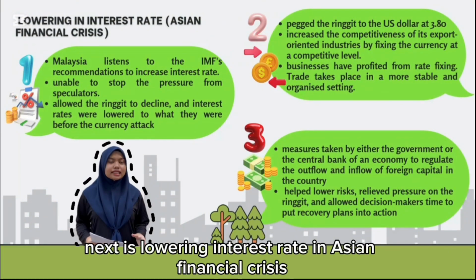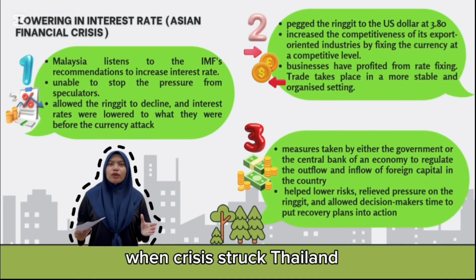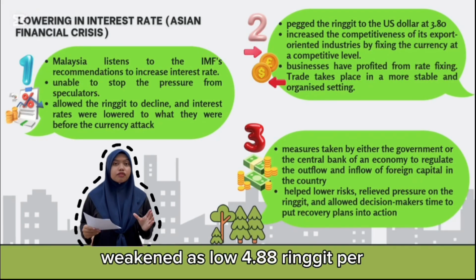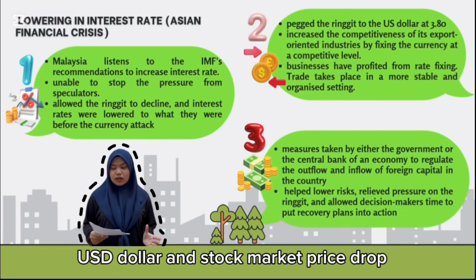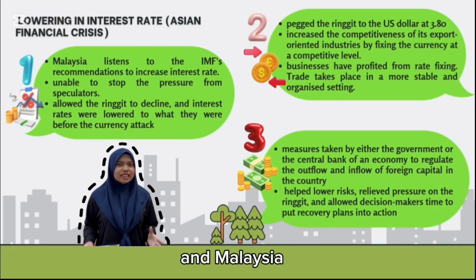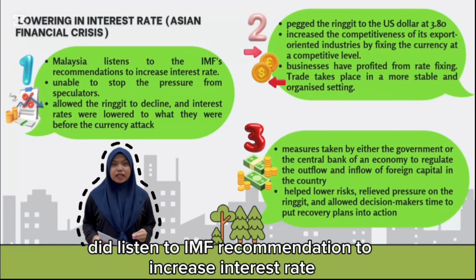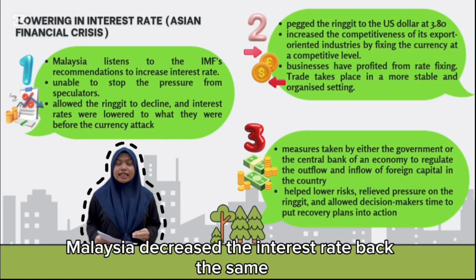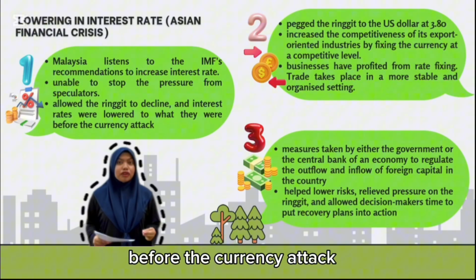Next is lowering interest rates in the Asian financial crisis. When the crisis struck Thailand, the wave of speculation weakened the ringgit to as low as 4.88 ringgit per US dollar, and stock market prices dropped by 70%. Malaysia did listen to the IMF recommendation to increase interest rates, but it was still unable to stop the speculation. As a result, Malaysia decreased the interest rate back to the same level as before the currency attack.